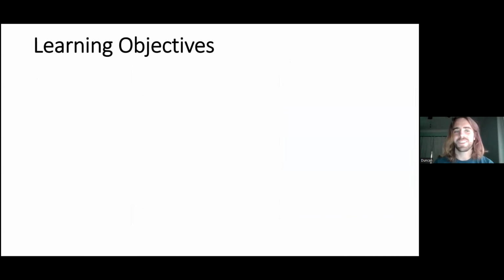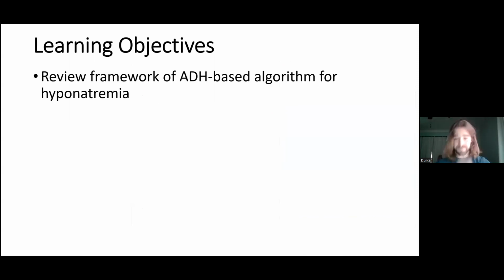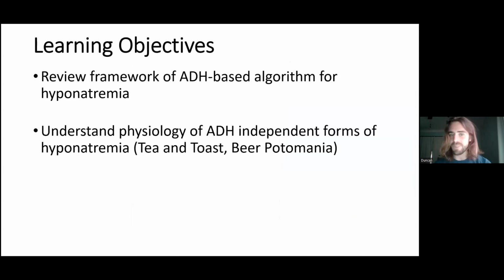So the objectives for the talk: we're going to review a framework for an ADH-based algorithm for hyponatremia. We're going to try to understand the ADH-independent forms of hyponatremia, which is primarily tea and toast and beer potomania, both because we will see them and they can be a very high-risk form of hyponatremia, and also because the pathophysiology there underlies the fundamental concepts of solute intake, free water intake, and how the balance can be thrown off.